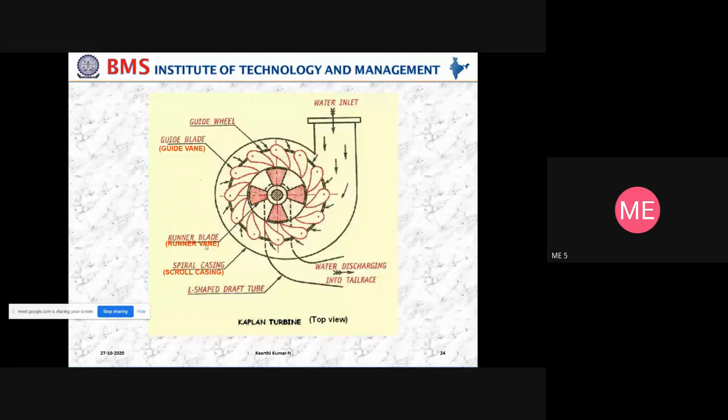Runner blades or runner vanes, scroll casing, L-shaped draft tube, guide vanes. These are all you can go through.